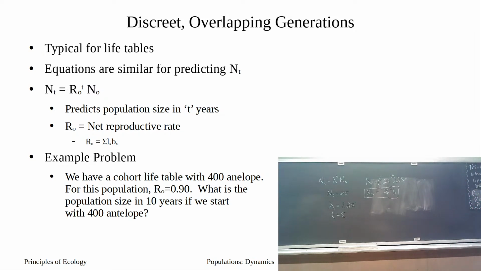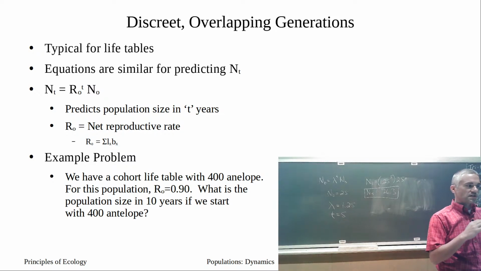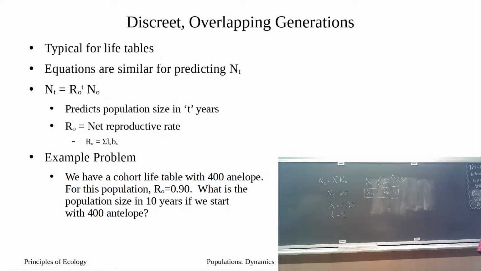These individuals are often presented in life tables. We can have continuous generations also presented in life tables as well. So don't think that just because it's in a life table that it is strictly discrete overlapping, because our continuous overlapping can also be presented as a life table. Our equations are going to be similar for predicting our population size.